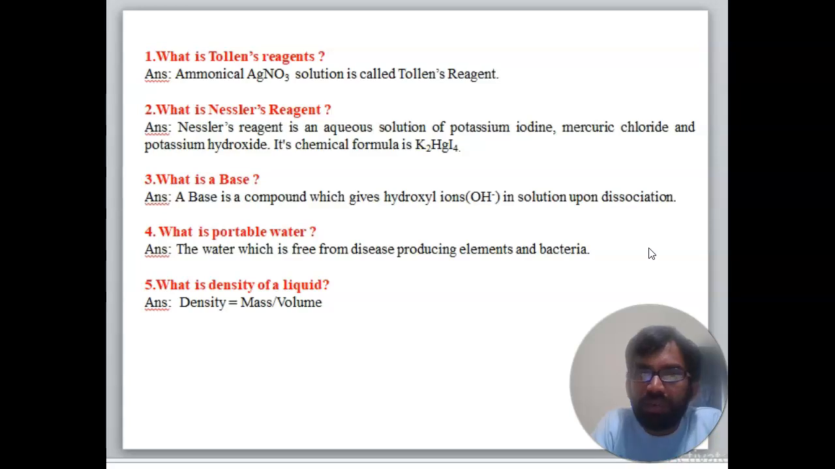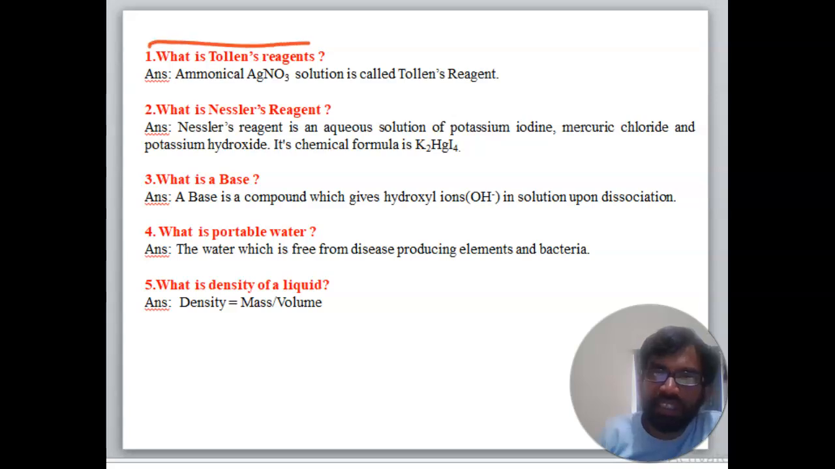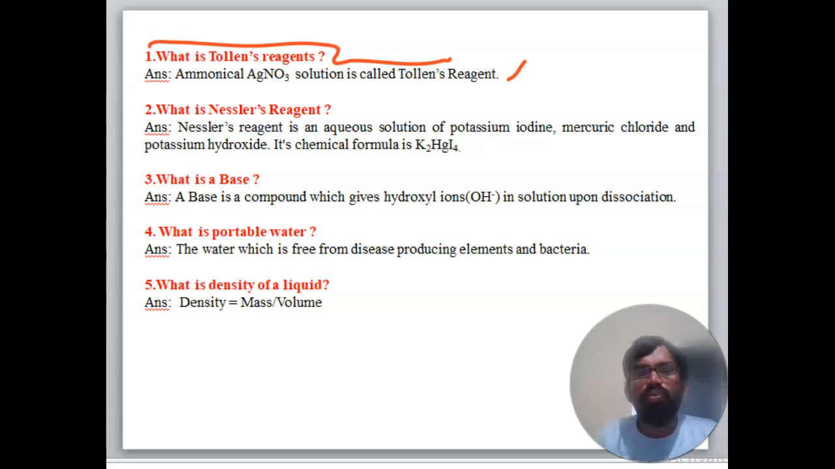You can see the first question: what is Tollens reagent? Many examiners will ask you this question. The ammoniacal silver nitrate solution is called Tollens reagent. This is very simple. Simply we will say the ammoniacal silver nitrate solution is called Tollens reagent.